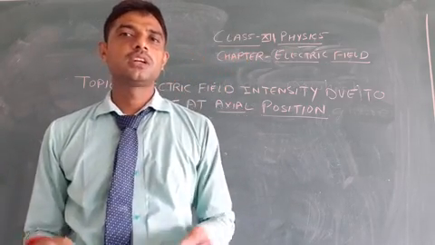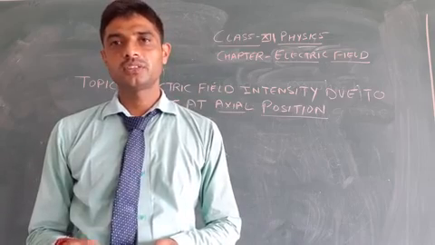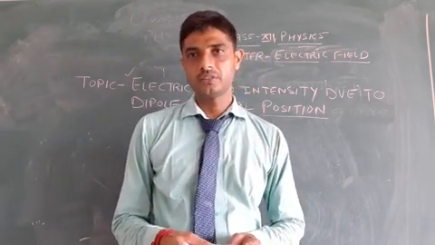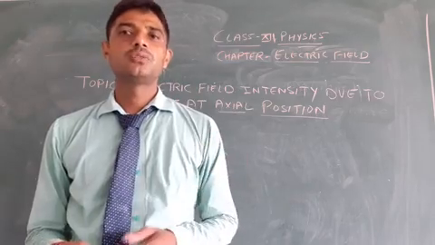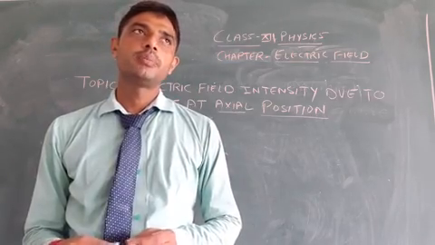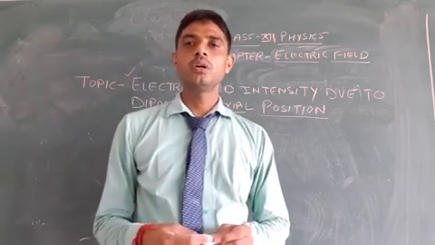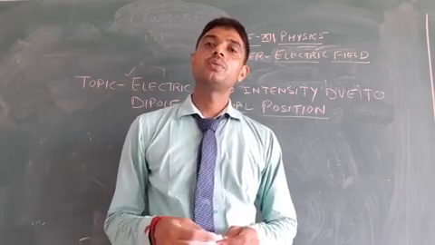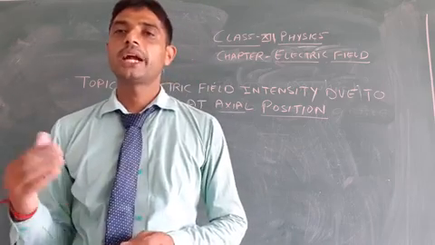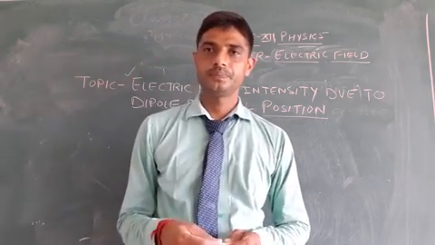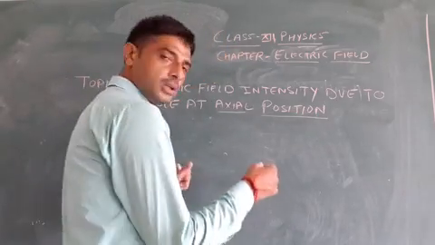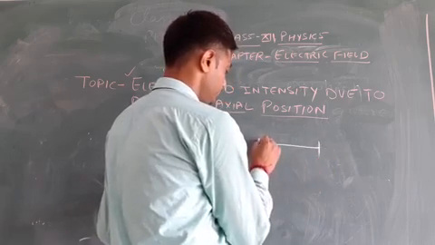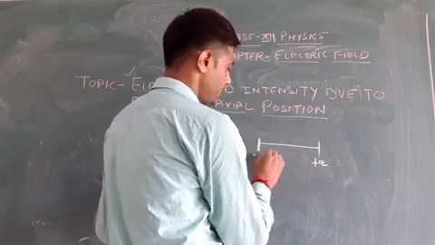Electric dipole is a combination of two equal and opposite charges which are separated by a small distance, and the strength of the dipole is represented by the electric dipole moment. The direction of the electric dipole moment is from negative charge to positive charge. Let this be an electric dipole, plus q and minus q charge.